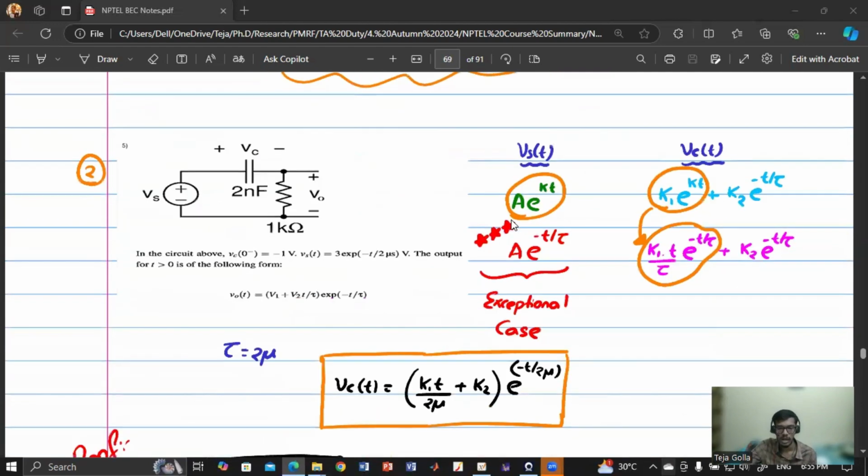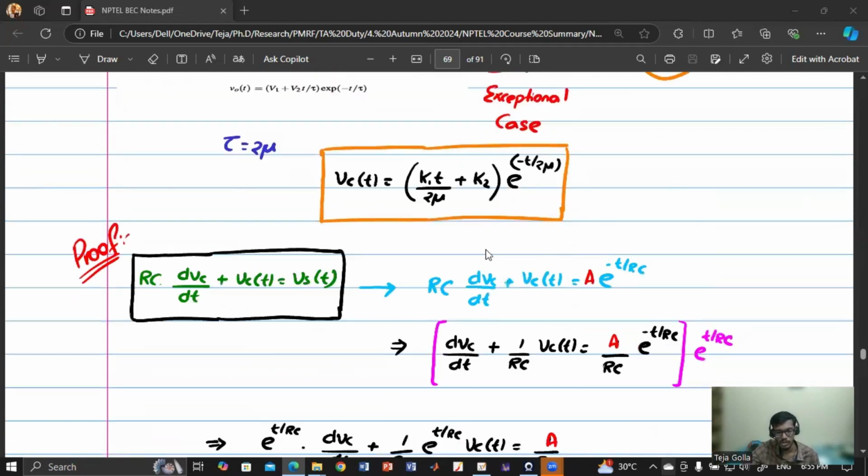So all the problems are the same, and here also there is one exception case. If the forcing input is the same as e to the power minus t by tau, then the forced response will not be just a scaled version, but a scaled version times t, because if you actually solve the differential equation, you will get something like this. So when the forcing input is the same as this decaying term e to the power minus t by tau, then the output Vc of t will be something like k1 into t by tau into e to the power minus t by tau plus this transient response term, which will remain the same.